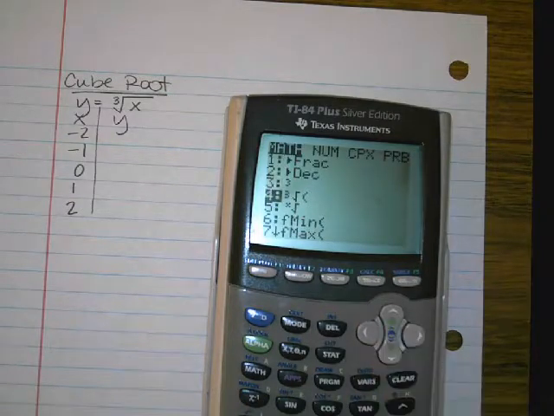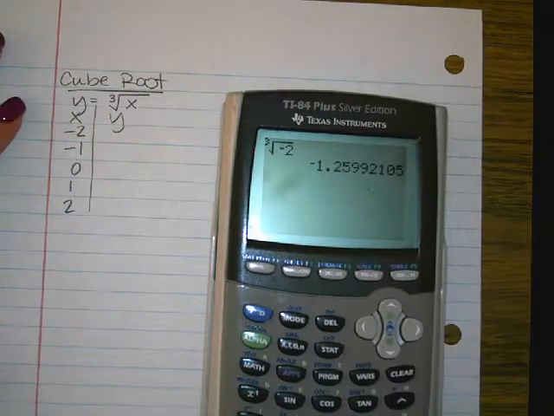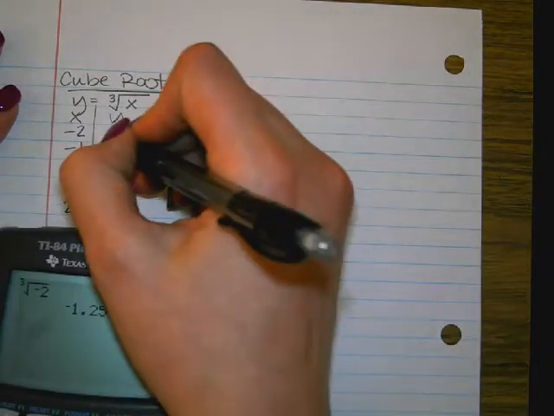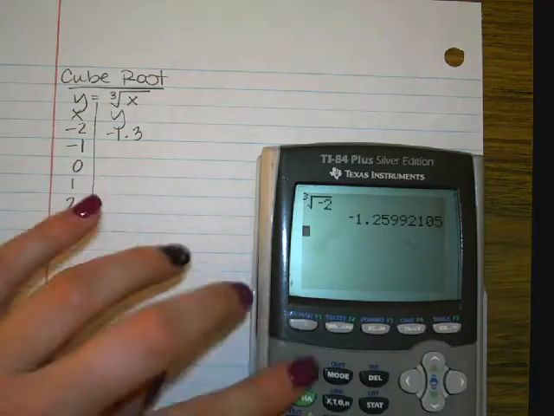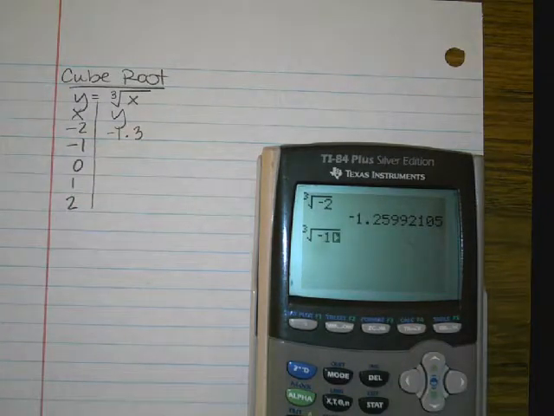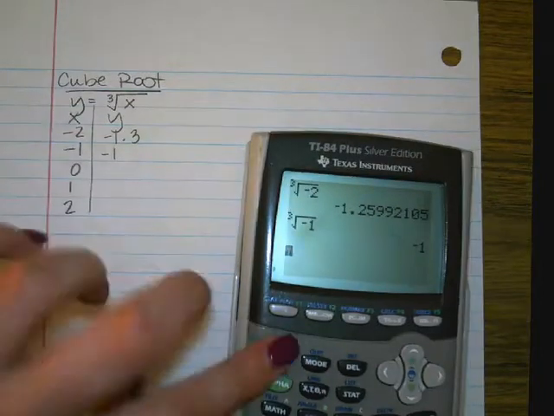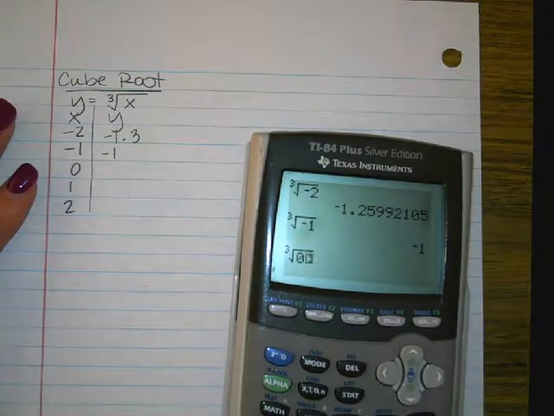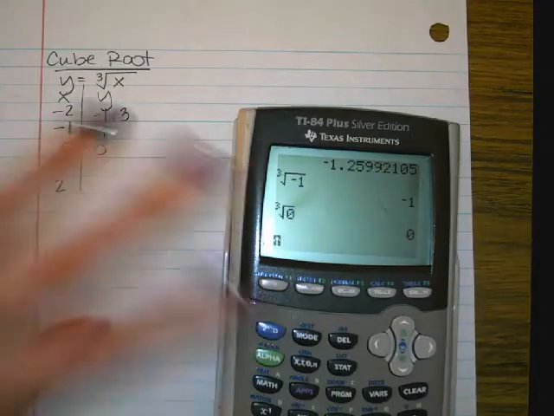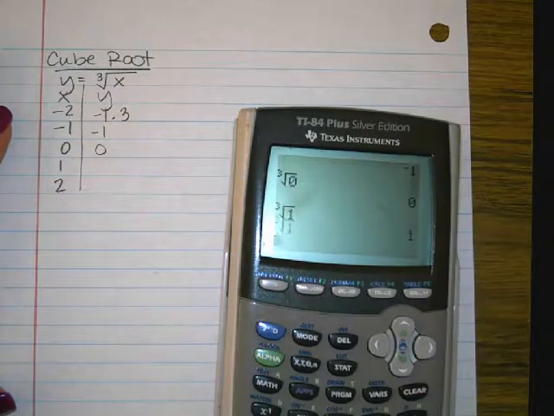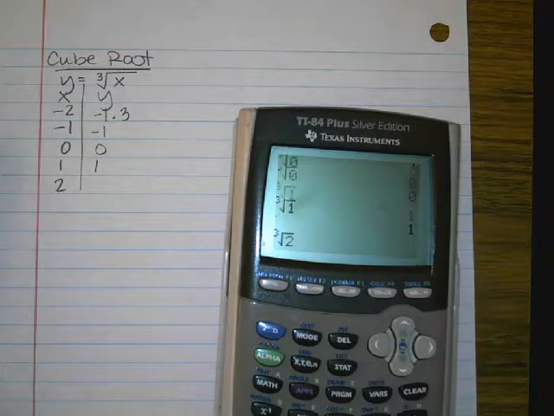So we're going to go ahead and use third root, and I'm going to do third root of -2. And that gives me -1.3. And then the cube root of -1 is -1. And the cube root of 0 is 0. And the cube root of 1 is 1. And the cube root of 2 is 1.3.